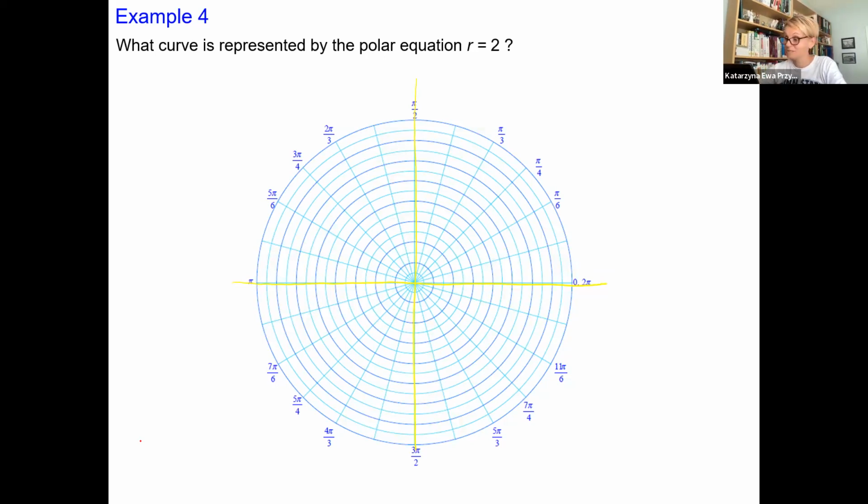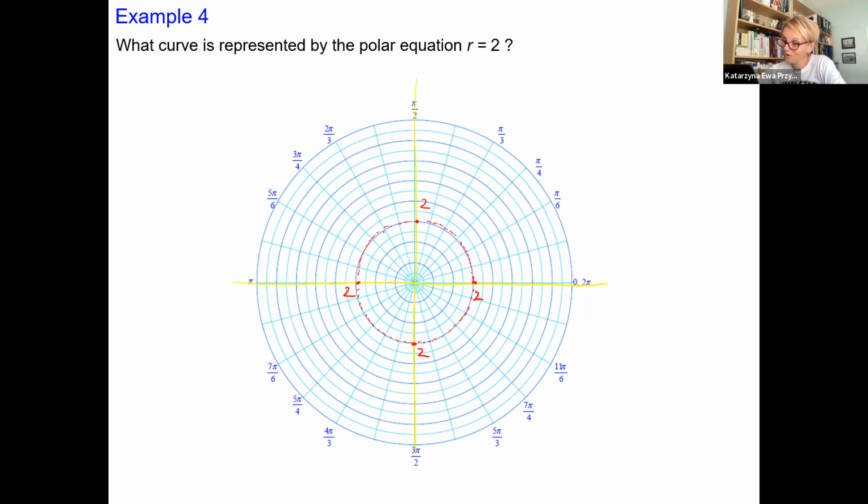Radius 2. For 0 degrees, it is 2. For 1 degree it is 2. For 90 degrees it is 2, 91, 92, 93, 180 is 2. It's 2 for all of them. 270, it's 2. That means what shape? What shape will we create?